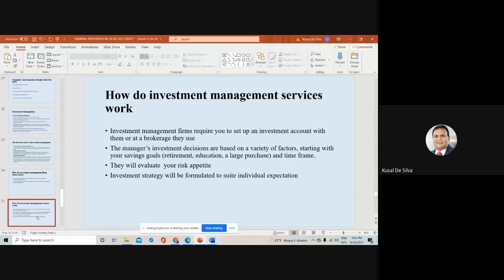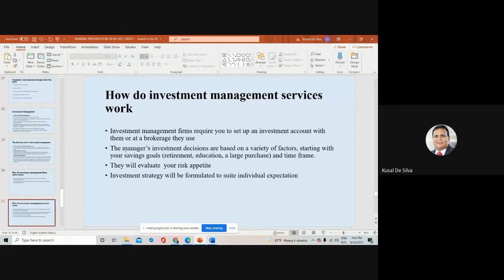How do investment management services work? Investment manager firms require you to set up an investment account with them or at a brokerage they use. Brokerage, in the sense of a broker company. Investment management may be an independent firm, and the brokerage may also be an independent firm, but these two may be under one roof of another holding company. So the management firm may require their prospective client to open an account with their brokerage arm.